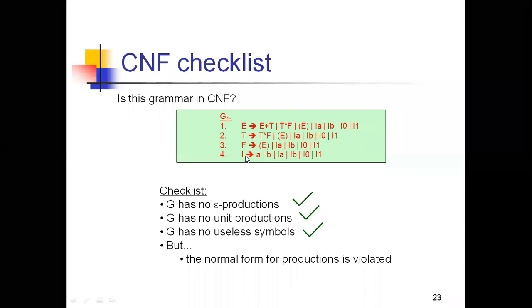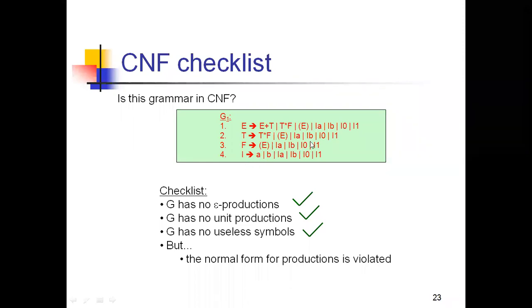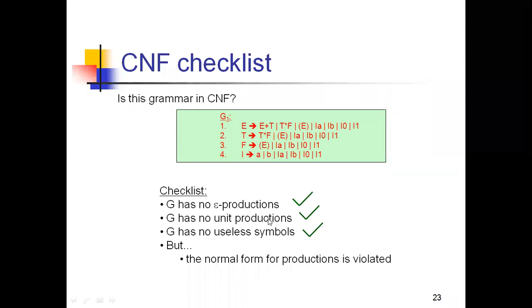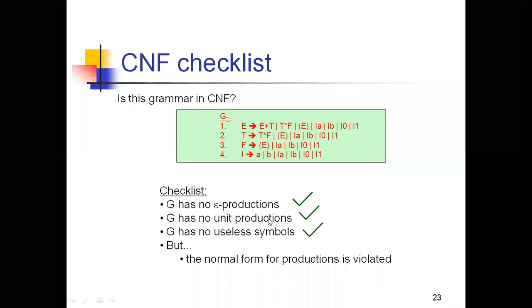And coming to I, I am substituting I in the place of every variable. So I is directly generating the terminals A and B. So no useless symbols are there. Everything is useful, useful variables. So initially we need to check like this.